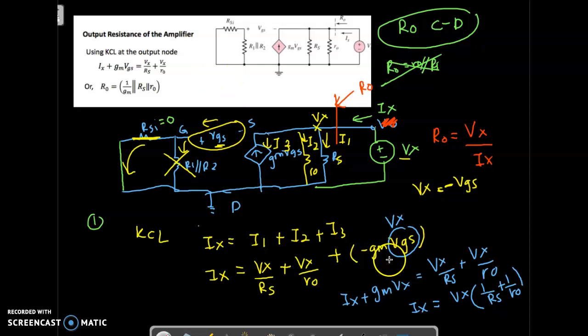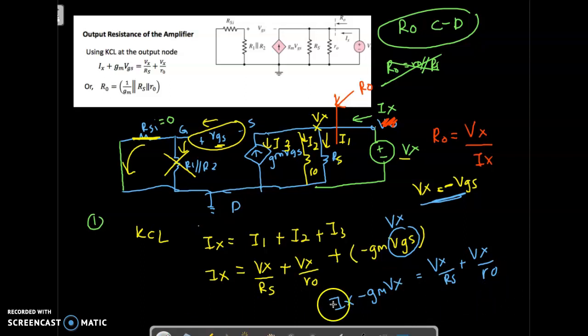So just now there is some correction here. Since Vx is equal to minus VGS, this one should be Ix minus, it becomes plus GMV, so it becomes minus GmVx. Okay, so here becomes plus 1 over Gm. If I rewrite again, sorry for that. Okay, Ix equals Vx times 1 over Rs plus 1 over R0 plus 1 over Gm.